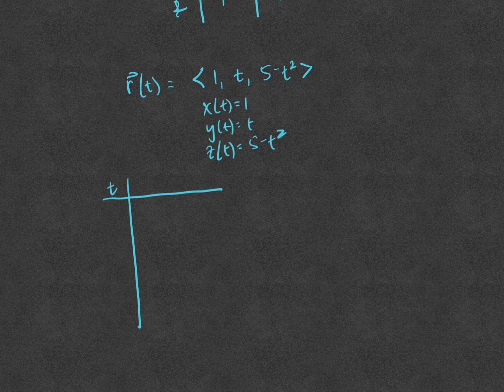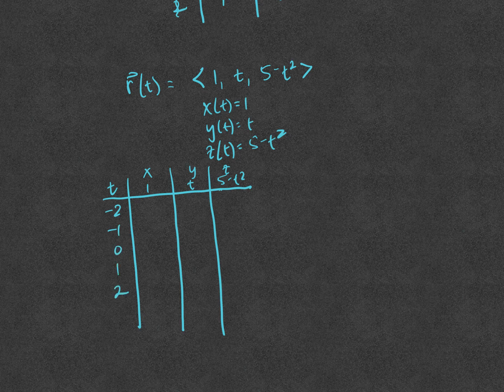So we're going to start with t, and then we have x, which is always going to be 1, so that's going to be easy. Y, which is going to be t, and z, which is going to be 5 minus t squared. So I'm going to pick -2, -1, 0, 1, and 2. There's no real method to this madness because its vertex is at 5 for the 501. So we have ones all the way down for x. Like I said, WebAssign gives you some very specific values to use. And then for y, we have -2, -1, 0, 1, and 2.